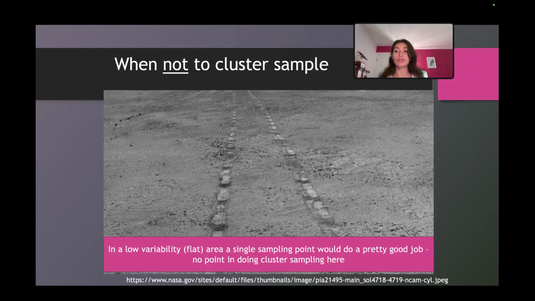So when do you choose to not cluster sample? You would choose not to if it is a low variability area and a single sampling point would suffice. So if it's a flat area, for example, if you're looking at terrain, you wouldn't be interested in doing a cluster sample. You're not going to get many differences between those samples.